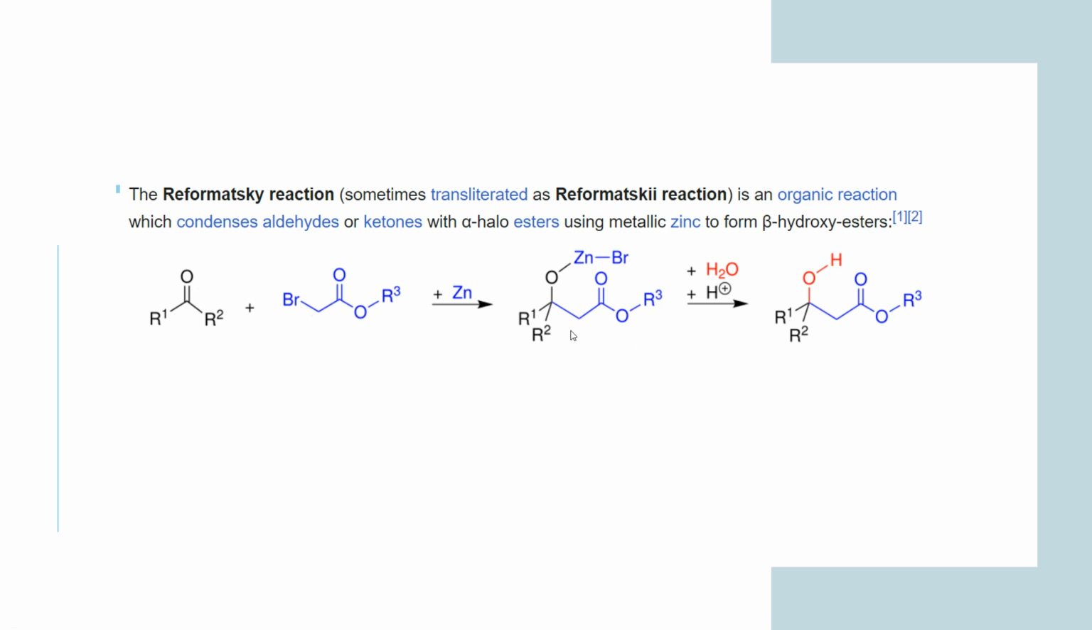And finally, in the workup stage, when you work it up with water or maybe acid, this organo-zinc intermediate breaks up to give you beta hydroxy esters as the final products. So that is the simple mechanism of the Reformatsky reaction.